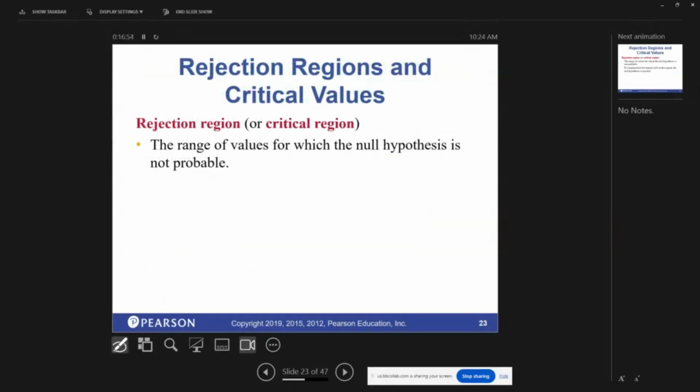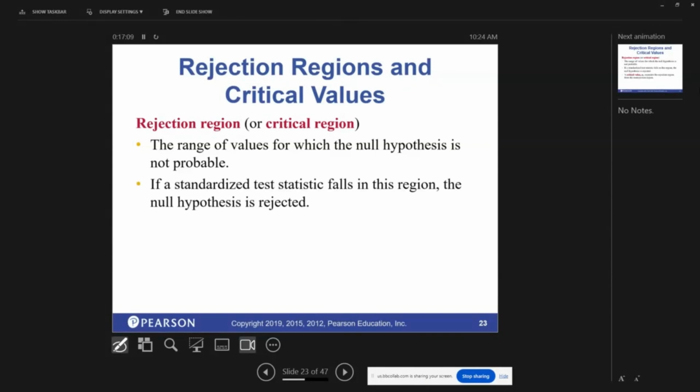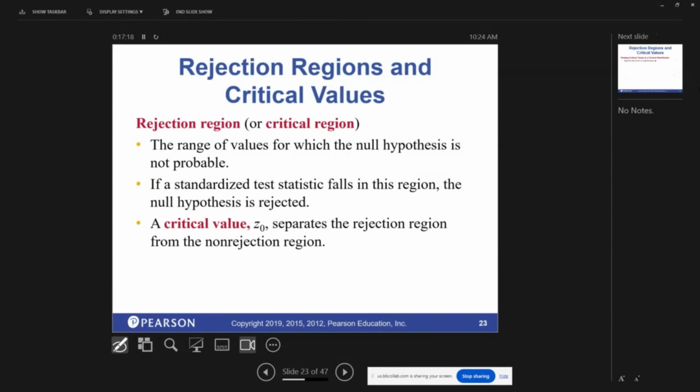Okay, let's talk about the rejection region and critical values. The range of values for which the null hypothesis is not probable is called the rejection region. Sometimes it's referred to as the critical region as well. If a standardized test statistic falls in this region, then the null hypothesis is rejected. A critical value, z sub 0, separates the rejection region from the non-rejection region.